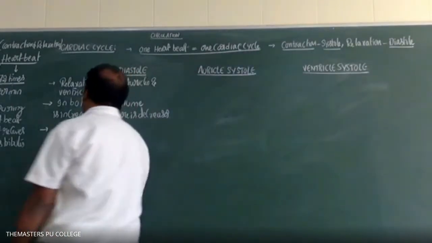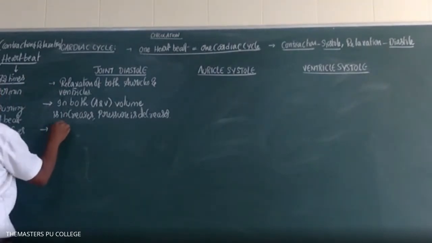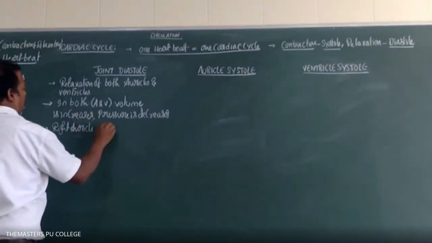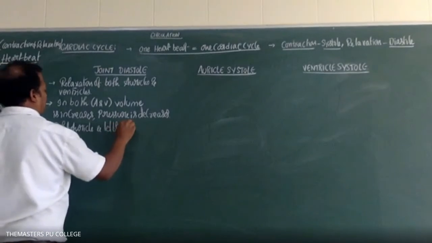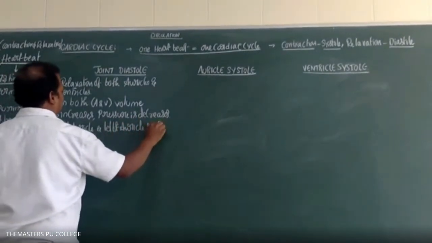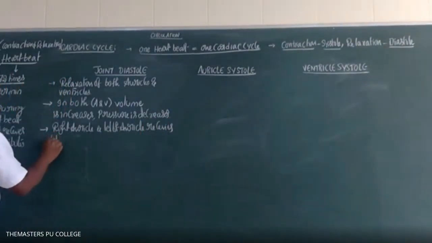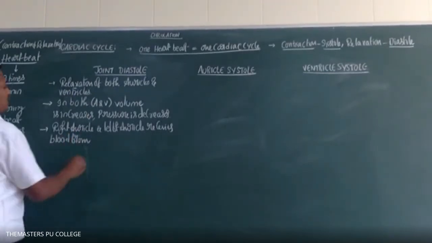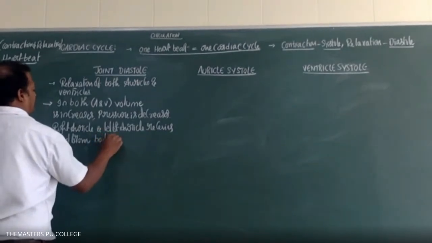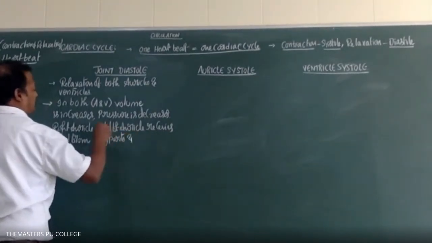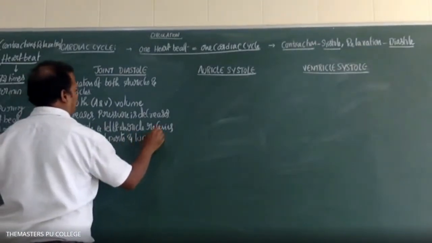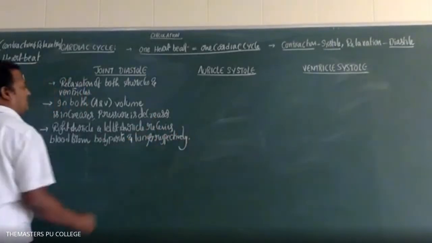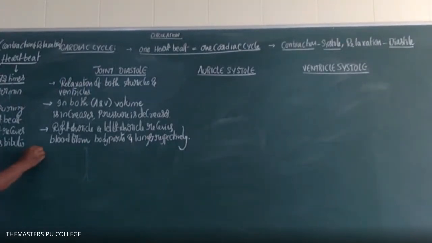Okay, next point, write down. Right auricle and left auricle receive blood from body parts and lungs respectively. Is it clear now? Okay, next one.